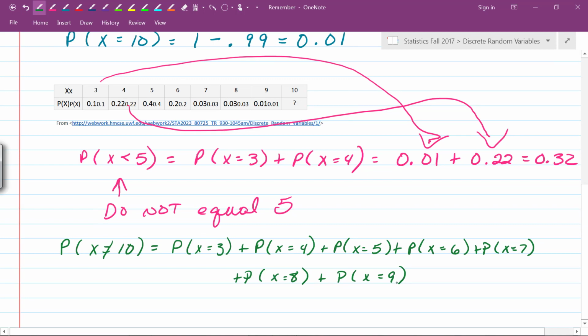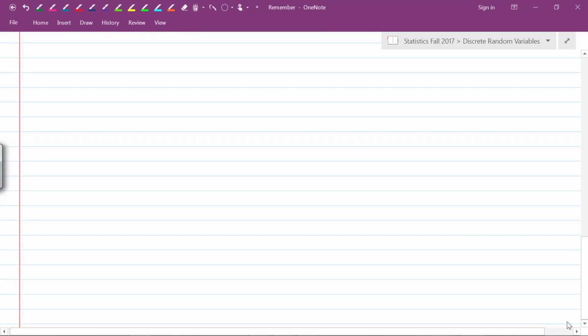So that would be, I can scroll this up. Oh, I haven't created more space. Let me come down here and create more space real quick so I have access to that.